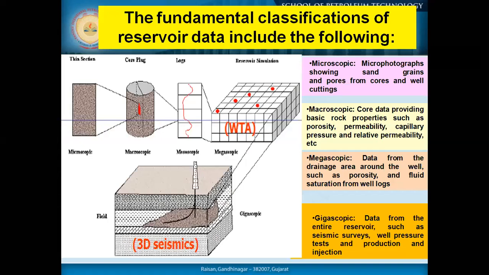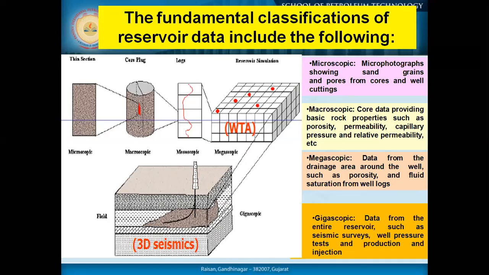So we collect data at different scales. One is microscopic, then you have macroscopic, megascopic, and gigascopic. At all scales we gather information, but as geoscientists or engineers, our role is to gather data at different scales, and sometimes upscale or put the information in the whole reservoir scale. This is our responsibility.